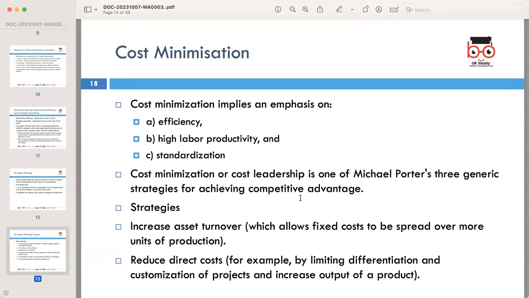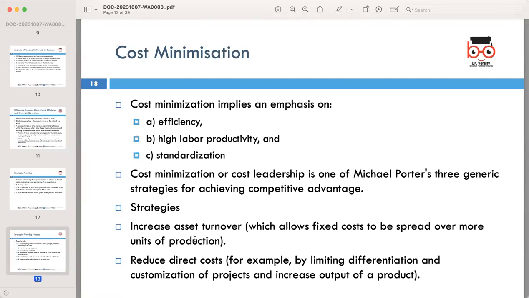Cost minimization implies an emphasis on efficiency, high labor productivity, and standardization. So cost leadership is one of Michael Porter's three generic strategies for achieving competitive advantage.